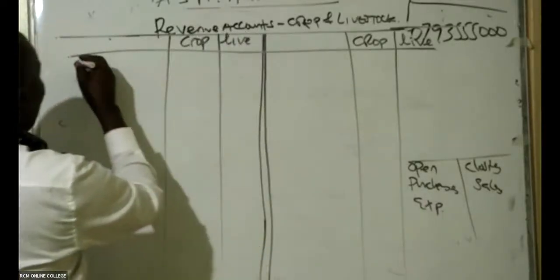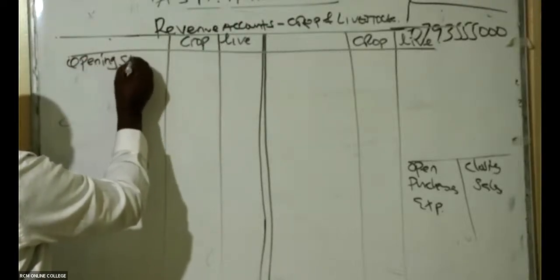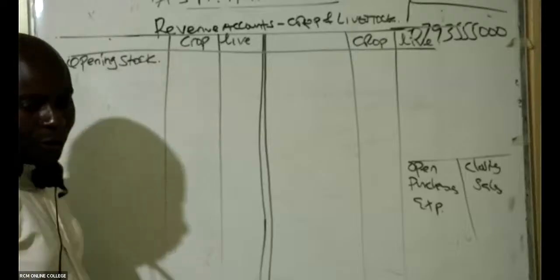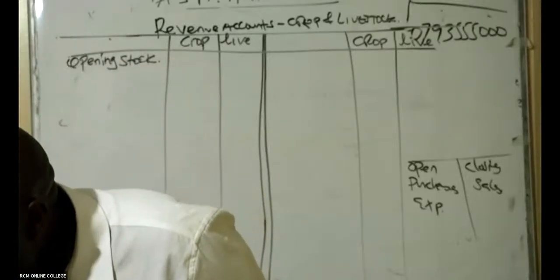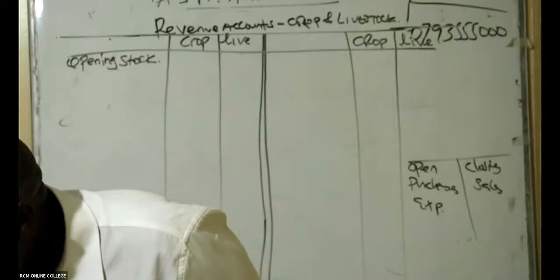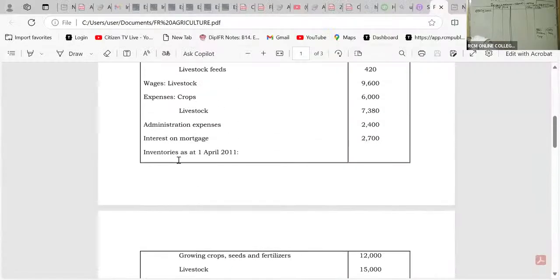So, ladies and gentlemen, please look for opening stock. All of us should be able to look for opening stock in this question. Do we have opening stock? Oh yes. In the trial balance, these are 3 marks. You'll be able to see inventories as at the beginning, 2011. These are opening stocks.